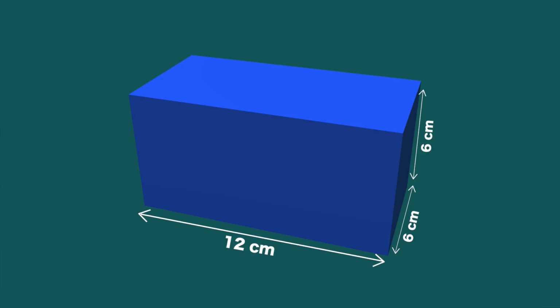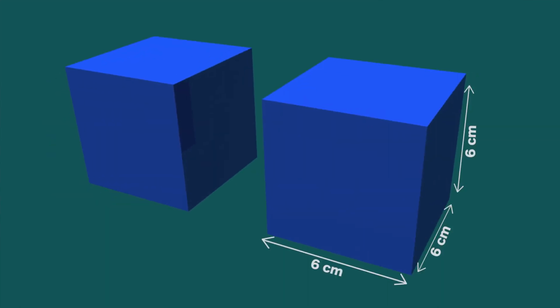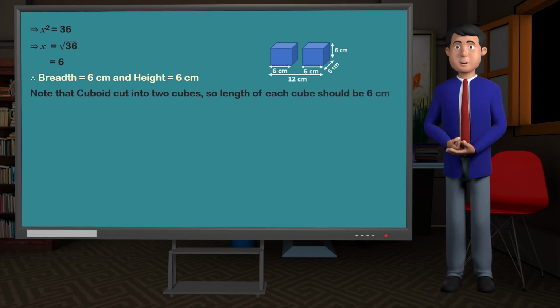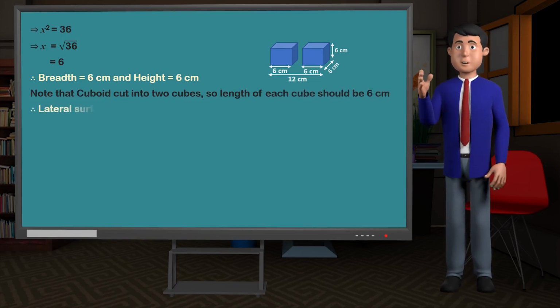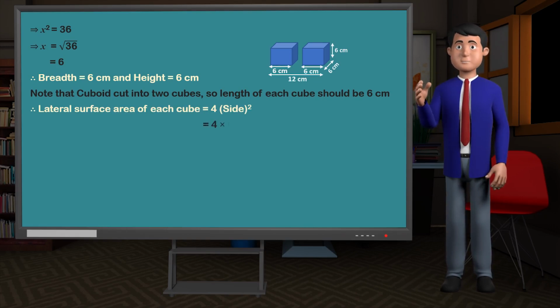In order to have two cubes, the cuboid must be cut along its length so as to make two equal cubes of dimensions 6 centimeters by 6 centimeters by 6 centimeters. Note that the cuboid is cut into two cubes, so the length of each cube should be 6 centimeters. Therefore, lateral surface area of each cube is equal to 4 into side square, that is equal to 4 into 6 square, that is equal to 144 centimeter square.